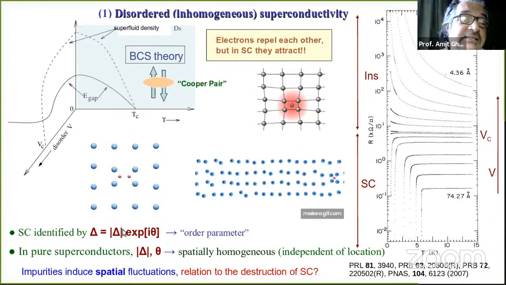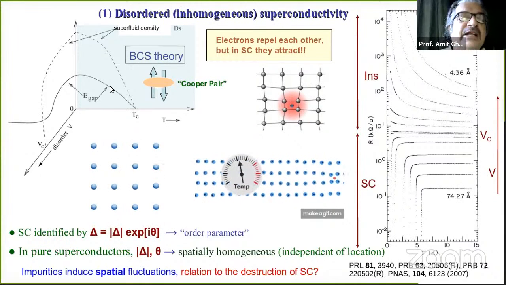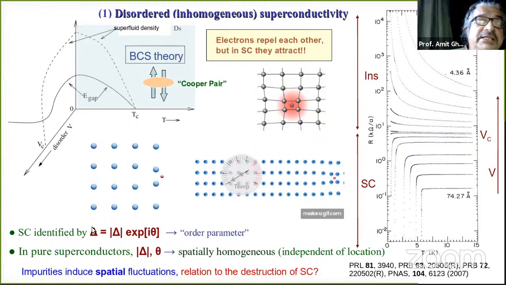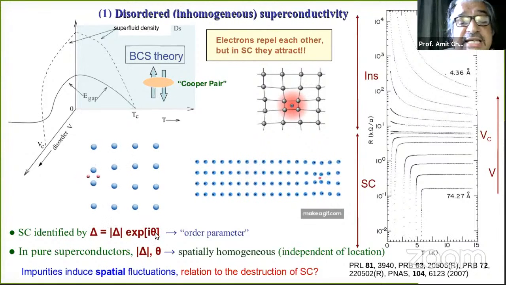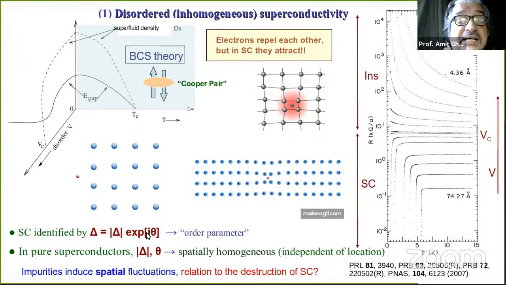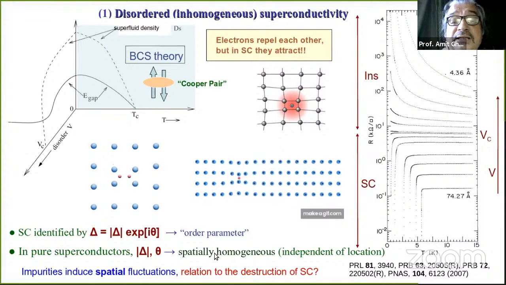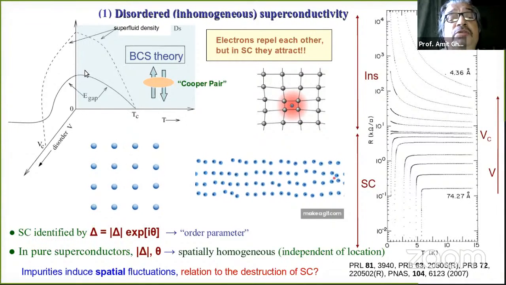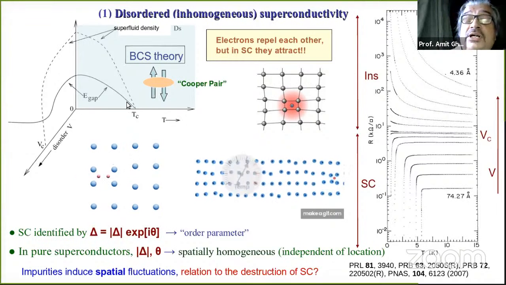The superconductor is described by an order parameter, something that I have described earlier, and that order parameter is given as delta, which in this case is a complex number. It has an amplitude and a phase. This is in a pure superconductor, which is spatially homogeneous, and this is where BCS theory works, in the absence of disorder.